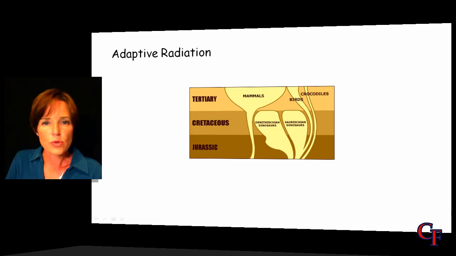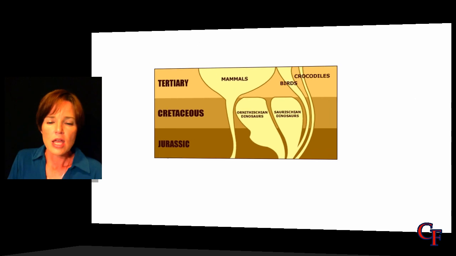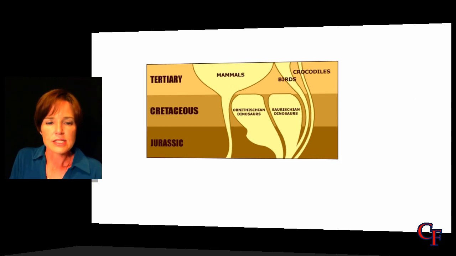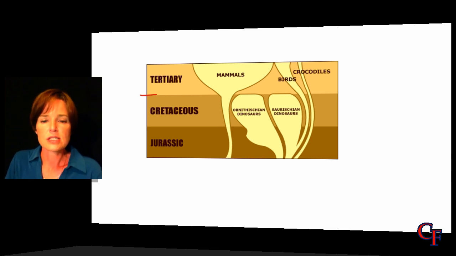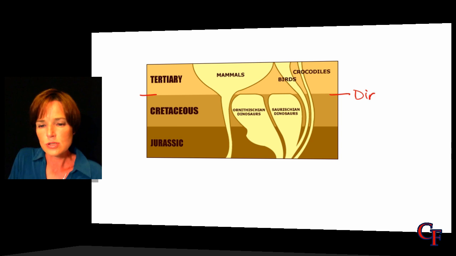Now, when we look at the fossil record, we can see this adaptive radiation take place for mammals. Let's look at the timing of this. Right here at the end of the Cretaceous period, you see this big, rapid development of mammal species. This time period corresponds with the Cretaceous extinction, and so this is when the dinosaurs became extinct.